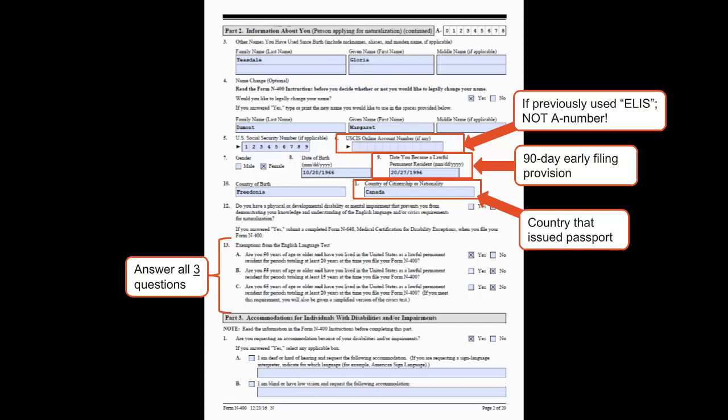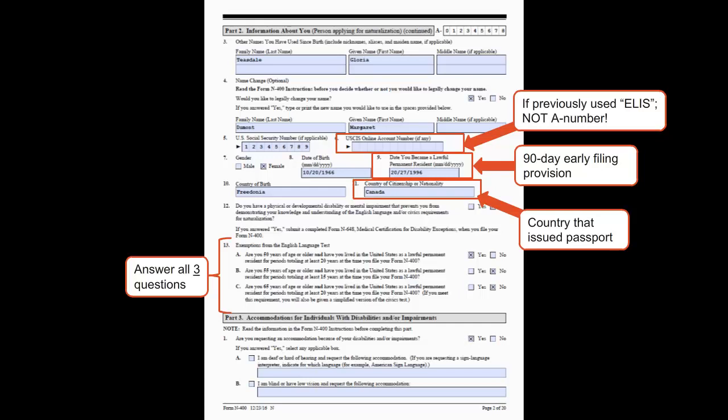Item 13 says there are exemptions to the English requirement for naturalization, which will depend on how old the applicant is and how long they've had their green card. There are 3 categories to qualify for the English language waiver, which is listed in 13A, B, and C. Select all answers that may apply.